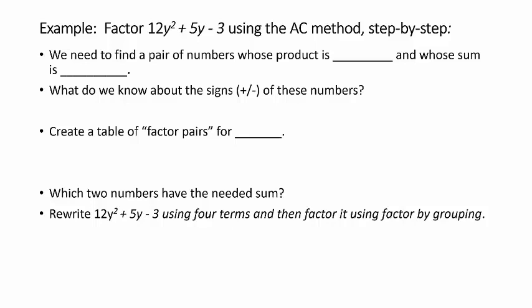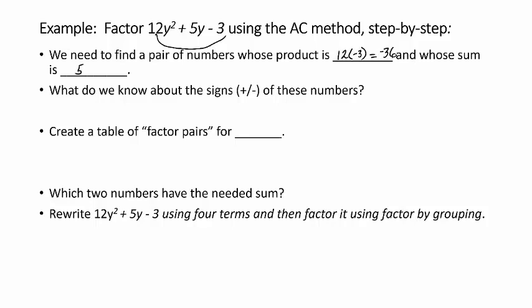Okay, so here we're going to factor 12y squared plus 5y minus 3 using the AC method, step by step. Okay, so we need to find a pair of numbers whose product is A and C here. A is 12, C is negative 3. 12 times negative 3 is negative 36. So we need a pair of numbers whose product is negative 36 and whose sum is positive 5.